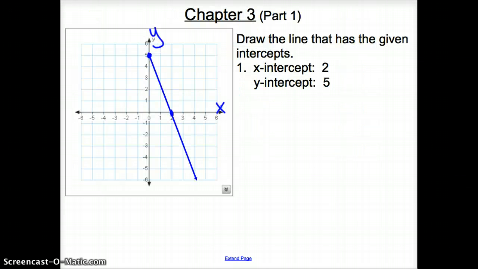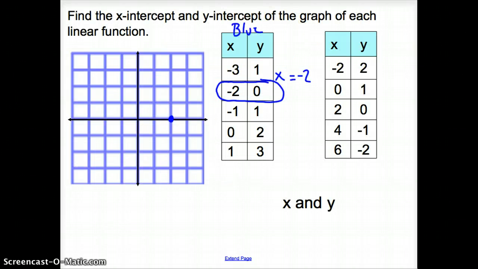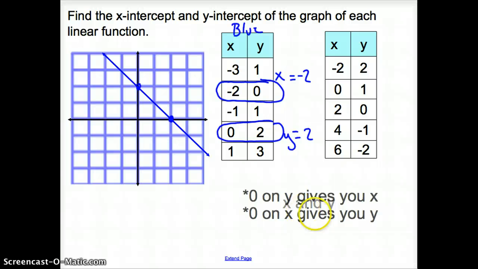Well, let's go back again. What is my y-intercept? My y-intercept is 0 for x and 5 for y. And so let's find a 0 for x. We found a 0 for x and a 2 for y. So my y-intercept is 2. So let's go up 2, put a point. Now let's go ahead and connect the dots and draw the line. And there's our line. So, I'll give you a little hint.